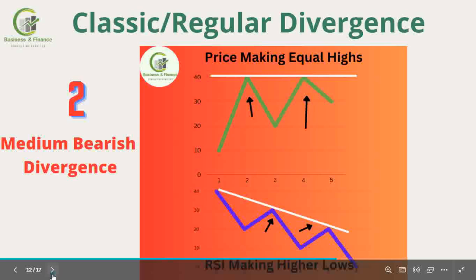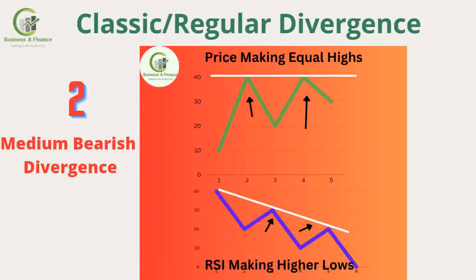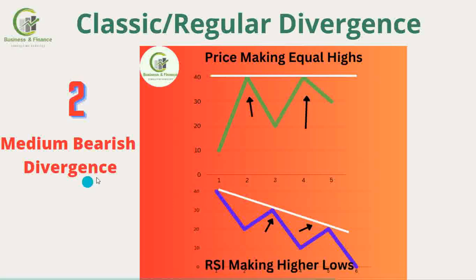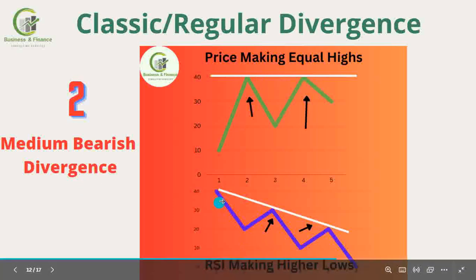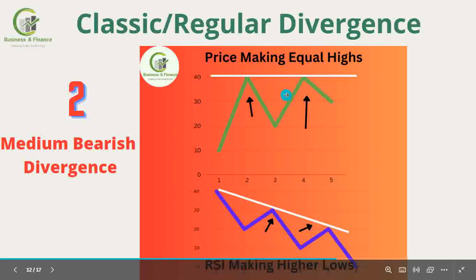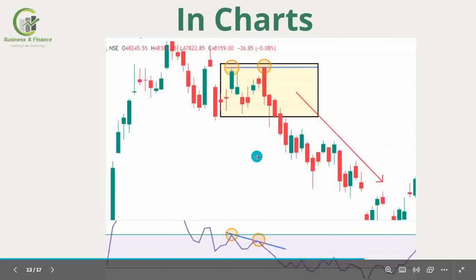The second bearish classic divergence is somewhat medium, not that strong, but still we can see the divergence or trend reversal. Here you see when the price makes equal highs, whereas in the opposite to the price, the RSI is making higher lows, then it is a sign of a reversal. We call it a double top or M pattern. So we can take the trade with that. Now let's check the chart.